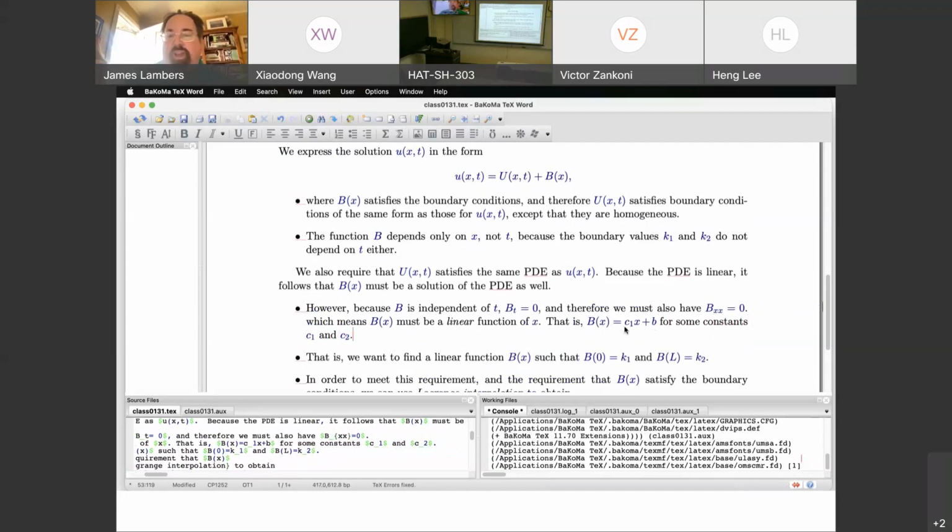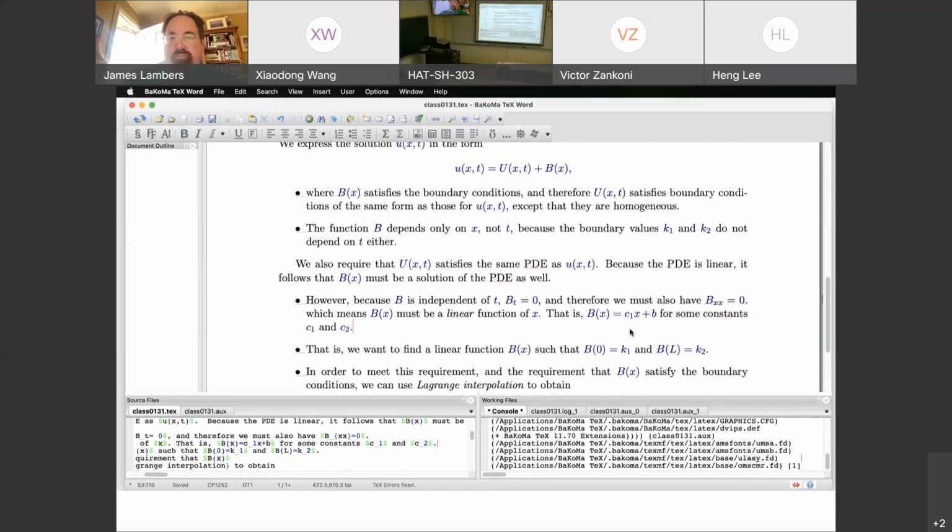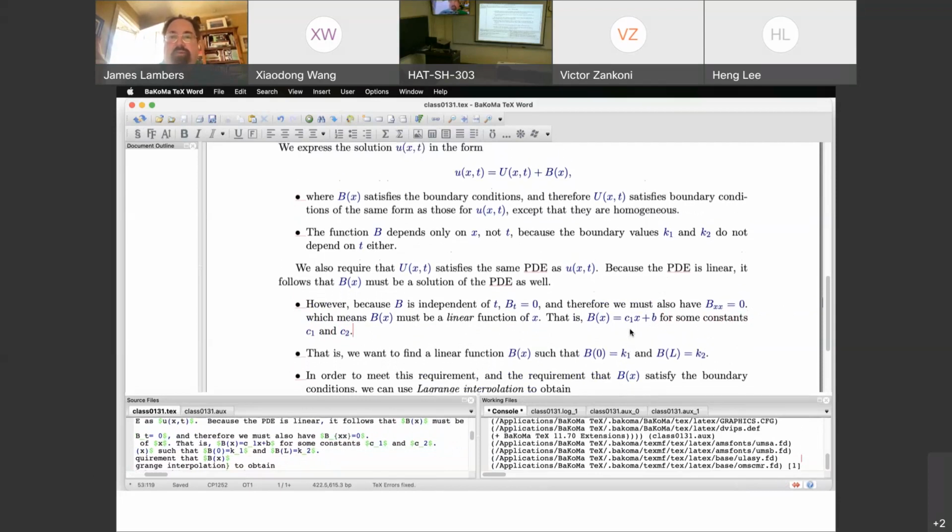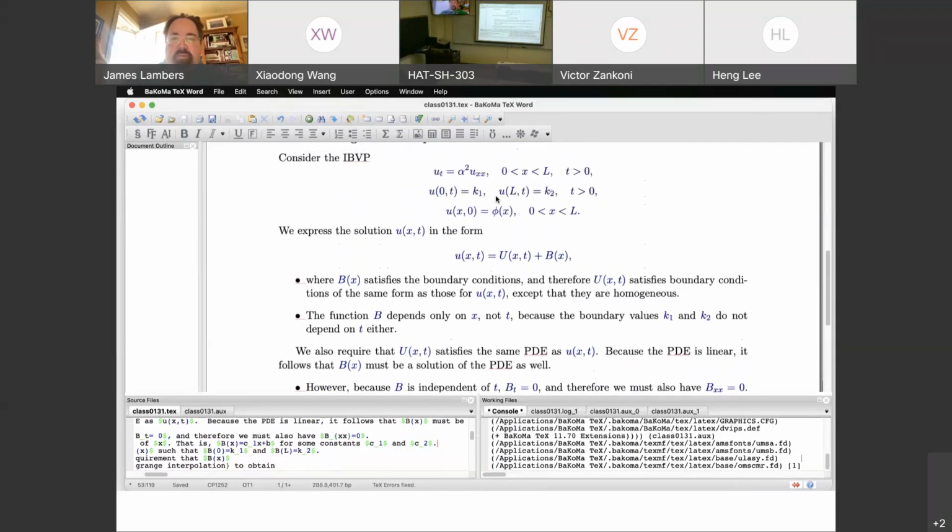A constant function might not work. In fact, the only way it would work is if k1 and k2 were the same. But for a situation like this, where you're setting the value of u at the boundary, a linear function, that's as far as you need to go. You can find a linear function that will work. Now, that's not necessarily true for some other boundary conditions, but it does work for this one.